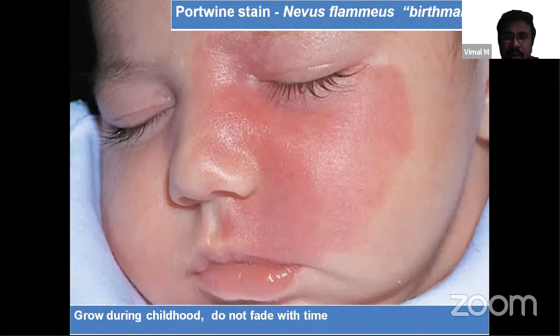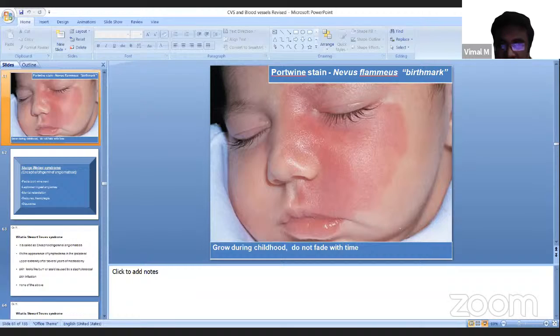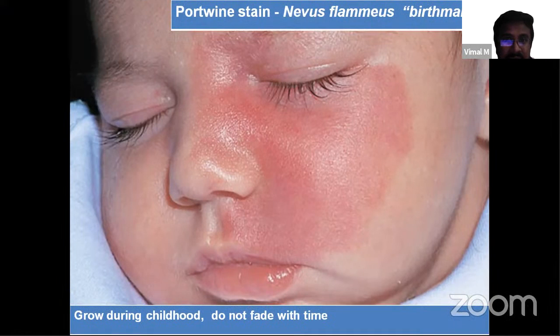So usually before going on to the syndrome, let us see what is port wine stain. It is otherwise called nevus flammeus, that is the birthmark. Nevus flammeus is the birthmark, and it grows during childhood and does not fade with time. These are all the port wine stains.